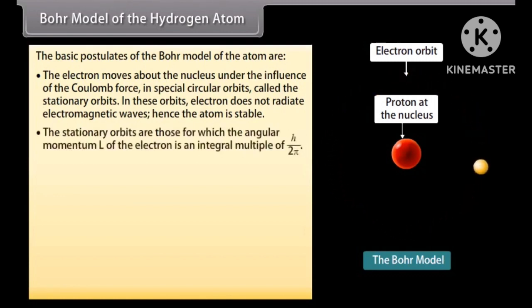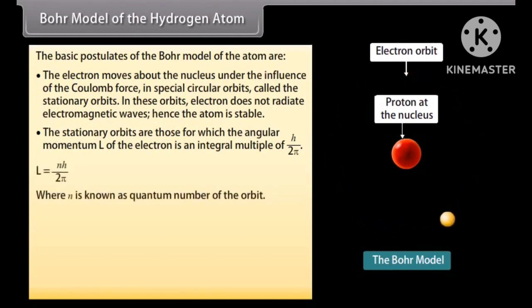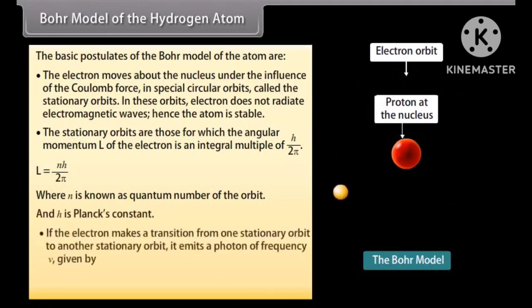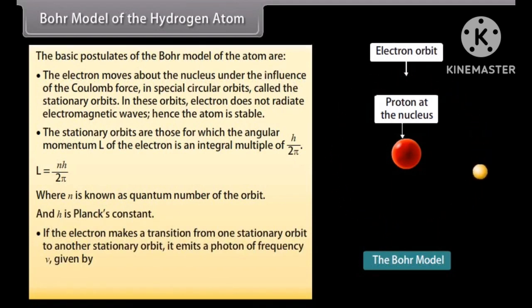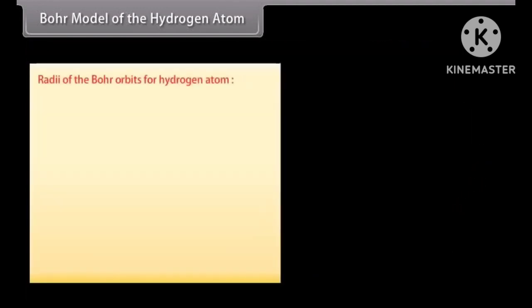The stationary orbits are those for which the angular momentum L of the electron is an integral multiple of h upon 2 pi. L equals nh upon 2 pi, where n is known as the quantum number of the orbit and h is Planck's constant. If the electron makes a transition from one stationary orbit to another stationary orbit, it emits a photon of frequency nu, given by E_i minus E_f upon h.